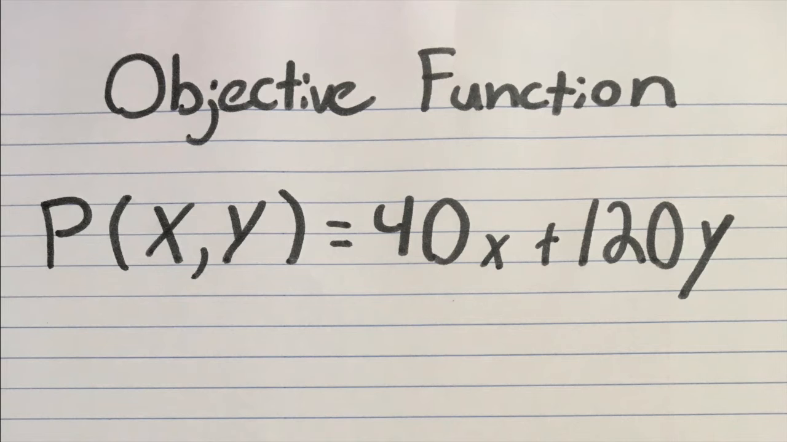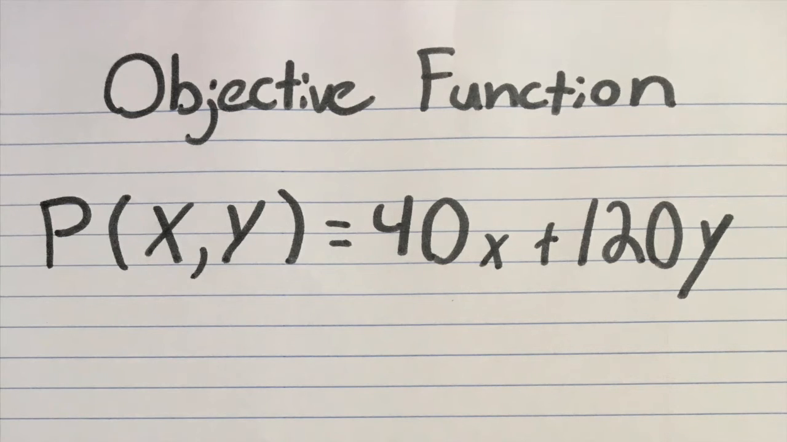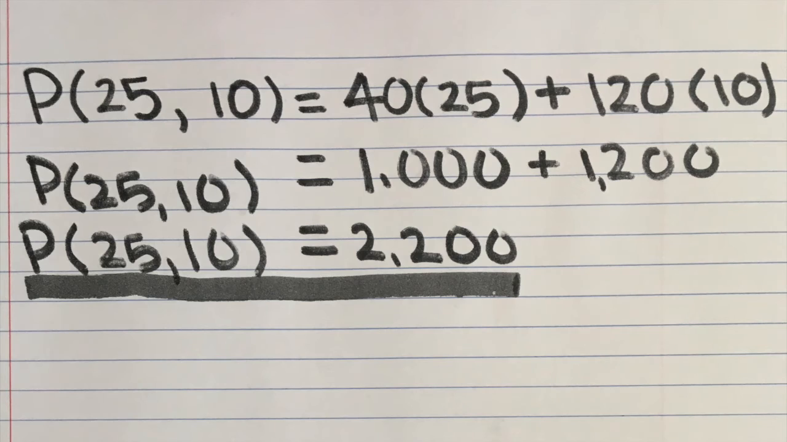Now we use our objective function to plug in our corner points to find out how many of each model we need to sell to gain maximum profit. Our objective function is P(x, y) equals 40x plus 120y. First, we plug in our point (25, 10) to get P(25, 10) equals 40 times 25 plus 120 times 10. We end up getting P(25, 10) equals $2,200.